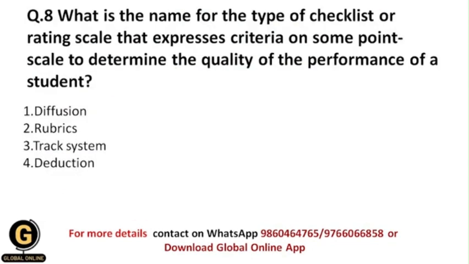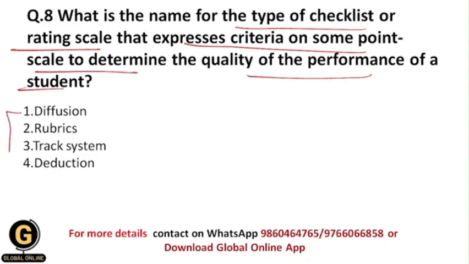Now next is, what is the name for the type of checklist or rating scale that expresses criteria on some point scale to determine the quality of the performance of a student? Students, here they have given you some names, and only one is the name for the type of checklist or rating scale which expresses criteria on some point scale to determine the quality of the performance of a student. So whether it is diffusion, rubrics, track system, or deduction.